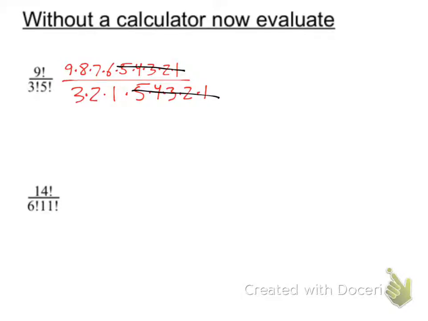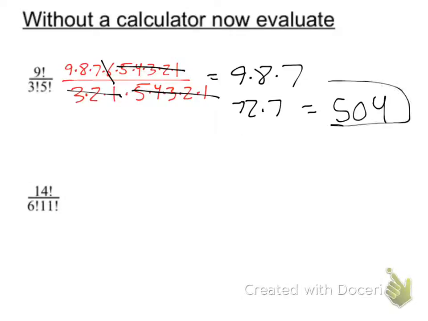And wait a minute, what's 3 times 2? So all of that will cancel with a 6. Your answer is 9 times 8 times 7. 9 times 8 is 72. And then 72 times 7. The 6 cancels because 3 times 2 on the bottom. How much? 504.